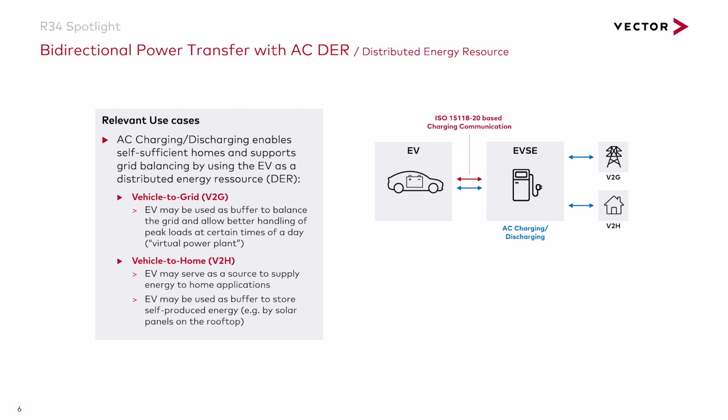Some more key details on these. Vehicle to grid. The vehicle acts as a buffer to manage grid peaks. Multiple electric vehicles connected to the grid function as a virtual power plant, either supplying or absorbing energy as needed. Vehicle to home. The vehicle serves as an energy storage unit to power the home, for example, during a power outage. It can also store excess energy produced by home solar panels, providing a buffer for energy management.